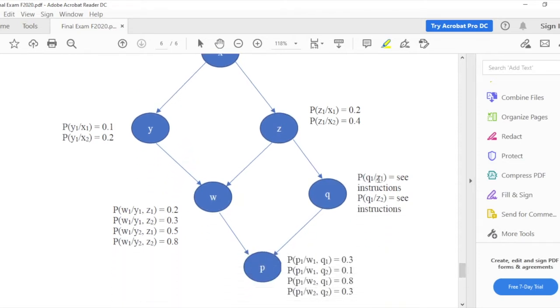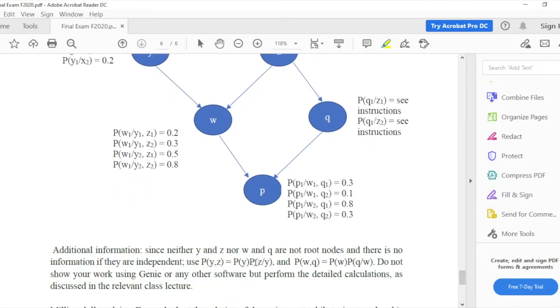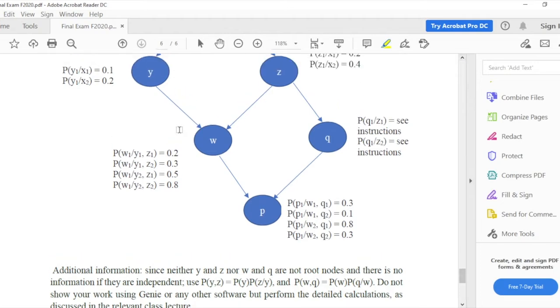For this problem, there were some instructions given to the students. I will assume some numerical values to solve it. Now the additional information was to use this relationship because we are not sure if Y and Z are independent or not. Again, for the W and Q, we will use this joint probability relationship.